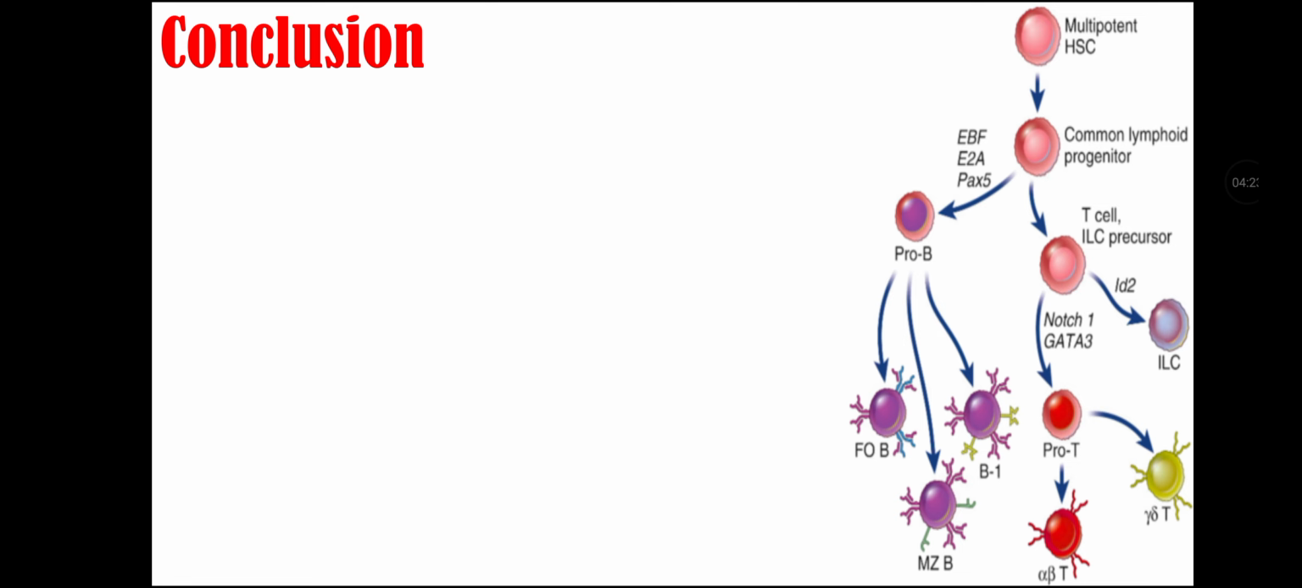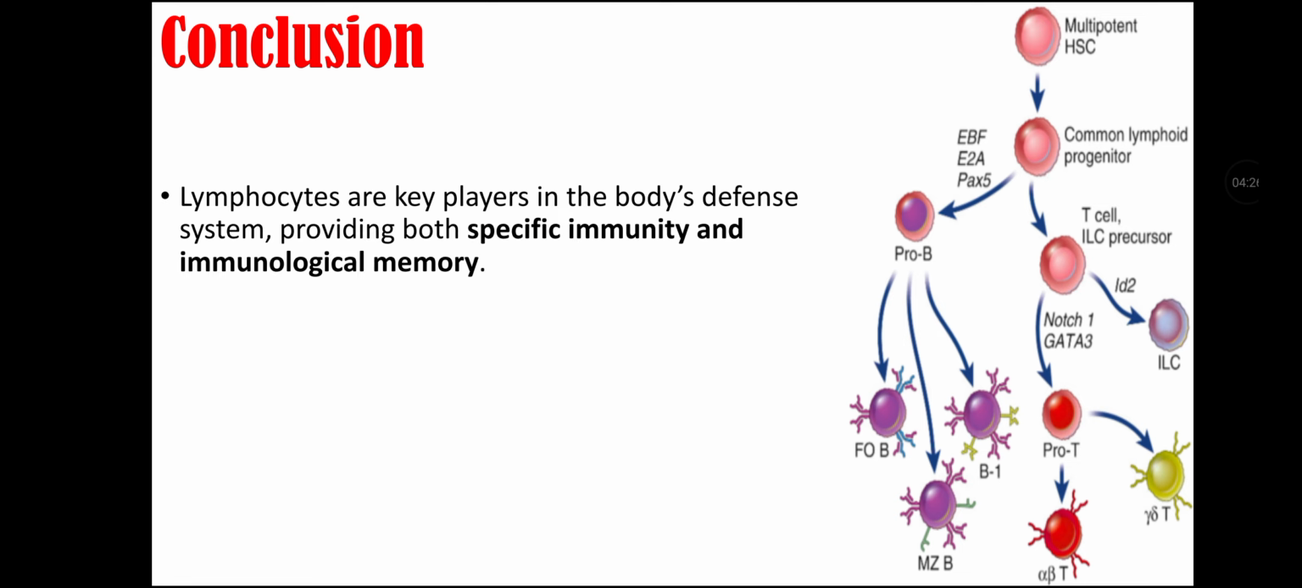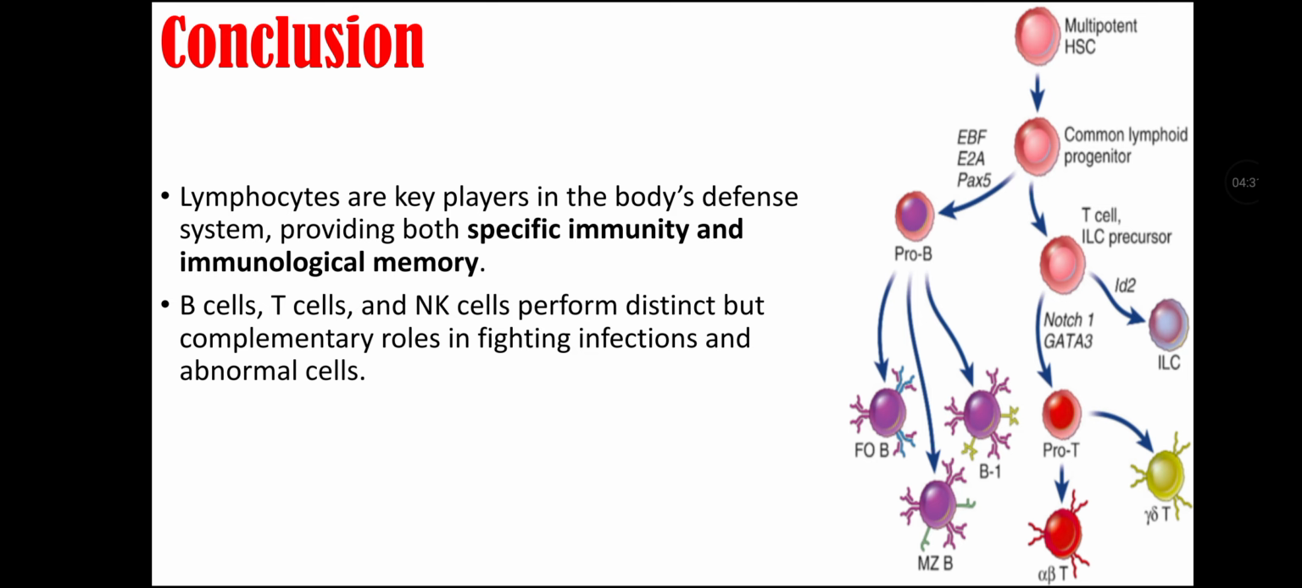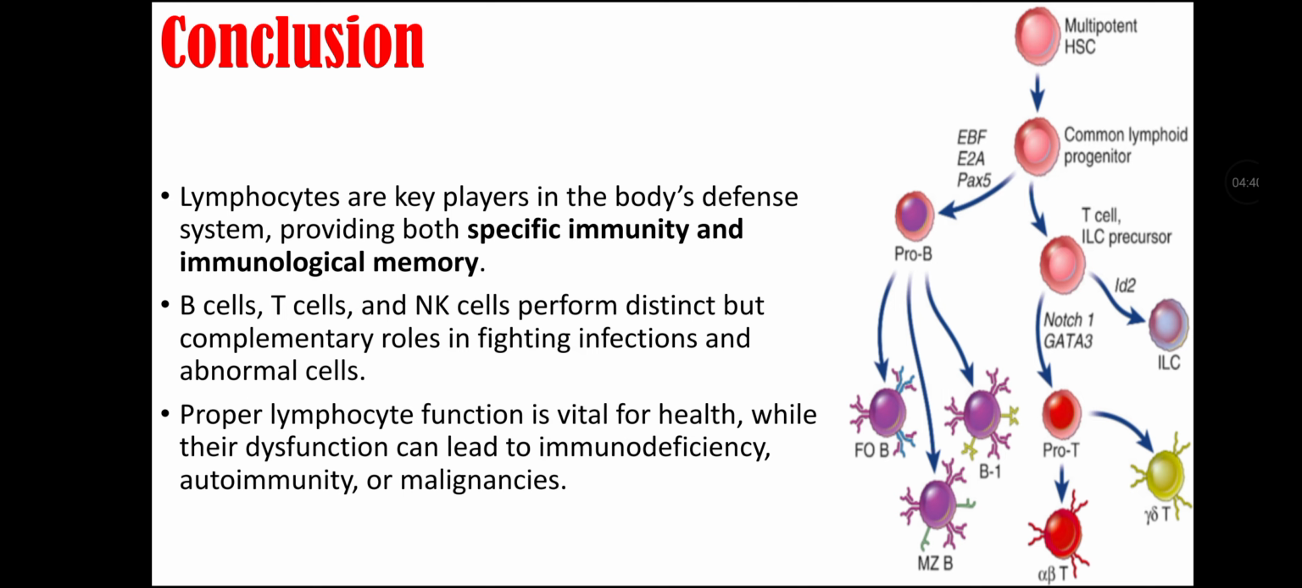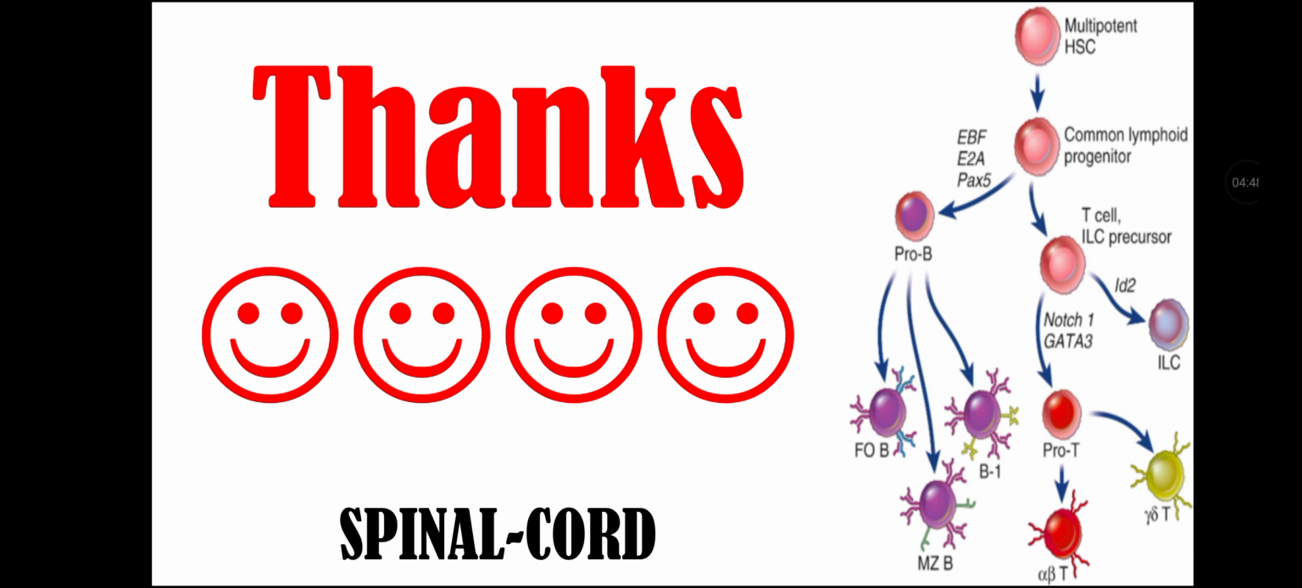Conclusion of this lecture video. Lymphocytes are key players in the body defense system, providing both specific immunity and immunological memory. B cells, T cells, and natural killer cells perform distinct but complementary roles in fighting infection and abnormal cells. Proper lymphocyte function is vital for health, while their dysfunction can lead to immunodeficiency, autoimmunity, or malignancies.